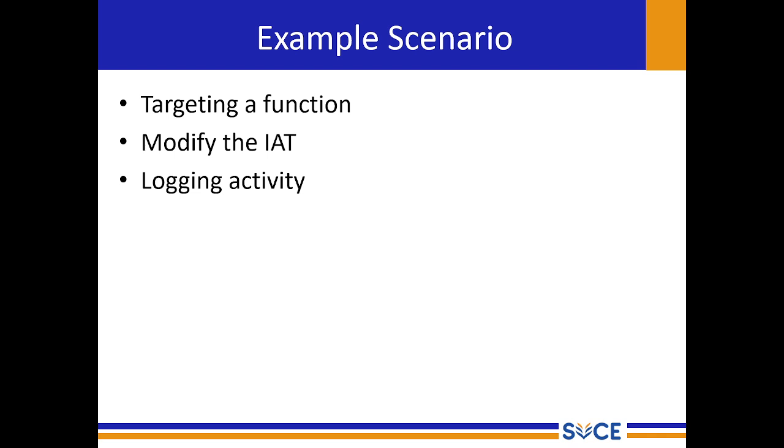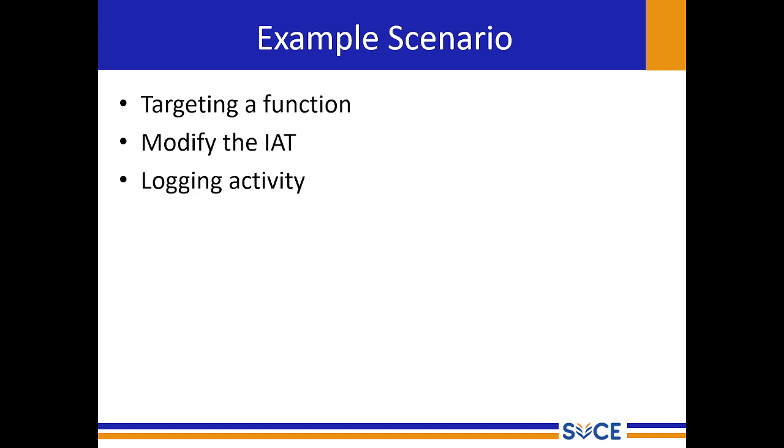Example scenario: targeting a function. Suppose a malware developer wants to hook the CreateFile function to log all the file access, because CreateFile will create a new file. It will log whatever credentials are used by the users in the network. It will store all the details, and that can be hacked by the malware attacker.